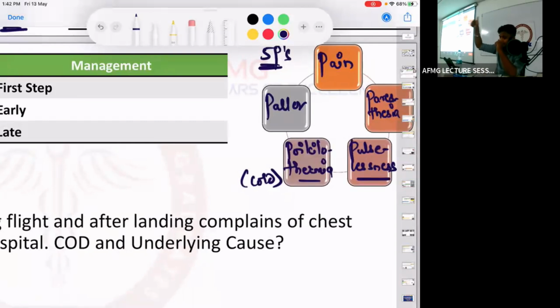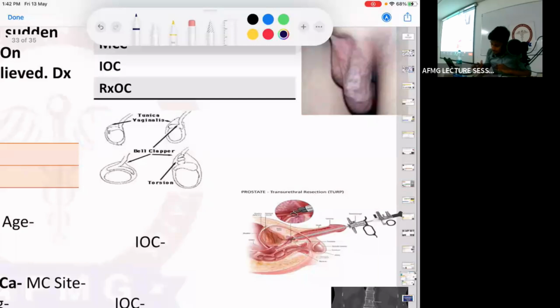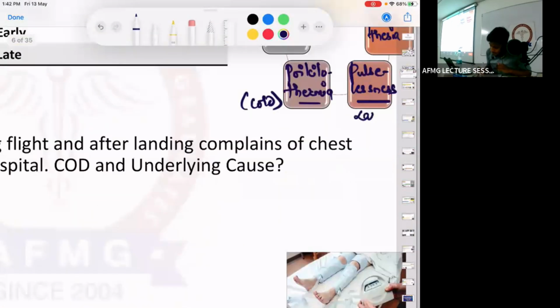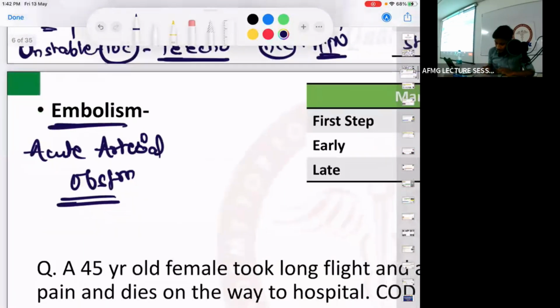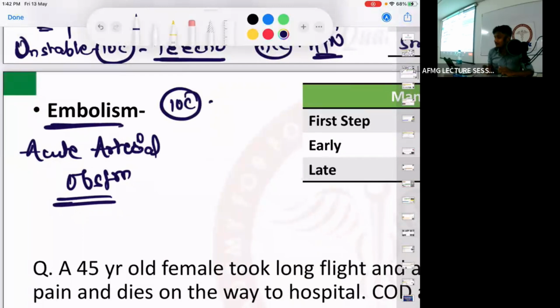The last is pulselessness. No issues with this, anybody? Now, the investigation of choice for embolism, acute arterial obstruction, or gradual arterial obstruction, for both of them, is duplex scanning.